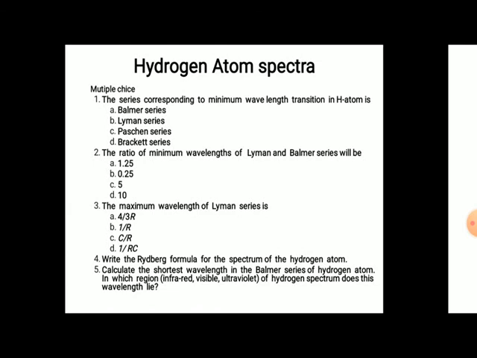Now the next question: the maximum wavelength of Lyman series is, first option 4 by 3R, next 1 by R, third C by R, next 1 by RC. Now the next question: write the Rydberg formula for the spectrum of the hydrogen atom. Now the last question: calculate the shortest wavelength in the Balmer series of hydrogen atom. In which region, whether infrared, visible, or ultraviolet, of hydrogen spectrum does this wavelength lie?